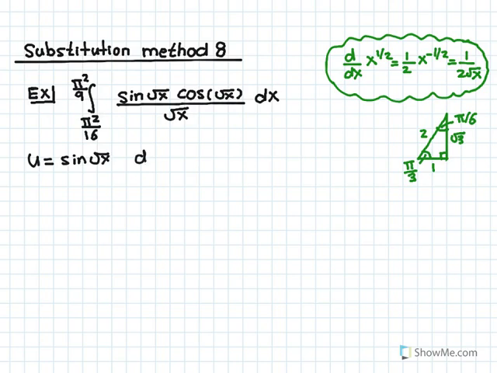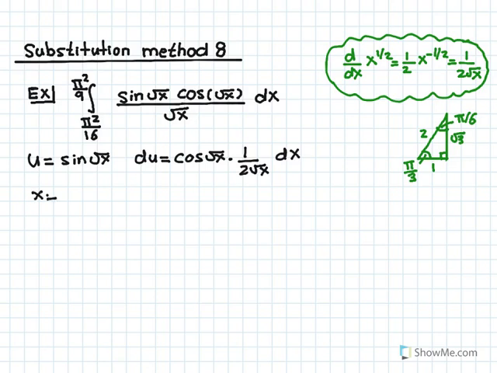Then du, the derivative, is going to be cosine root x times the derivative of root x. That's going to give us 1 over 2 root x, applying the chain rule, times dx. All right, we have to change the x limits to u limits.